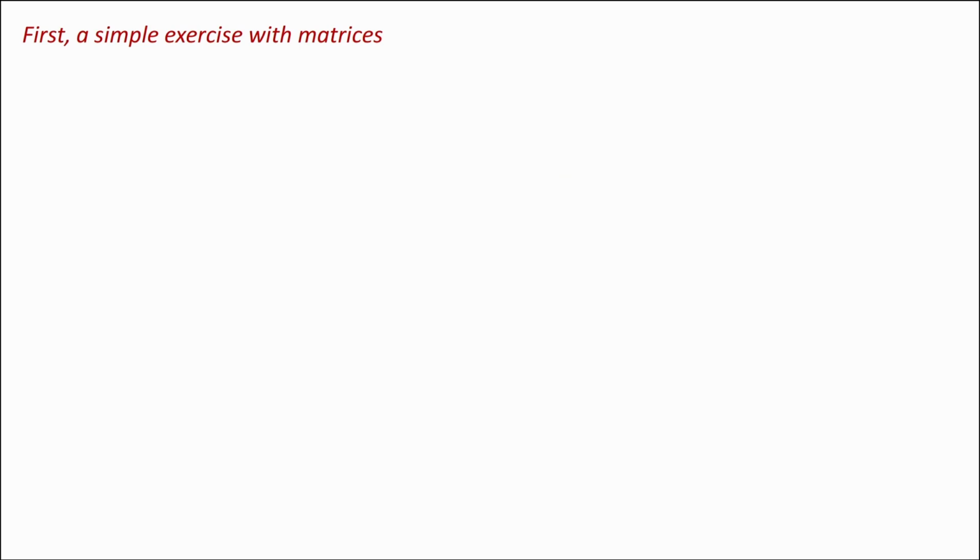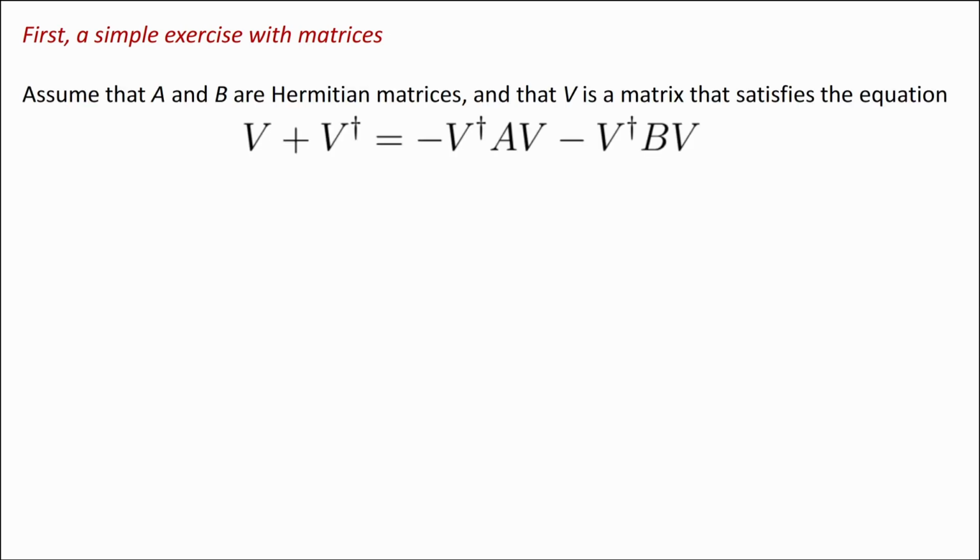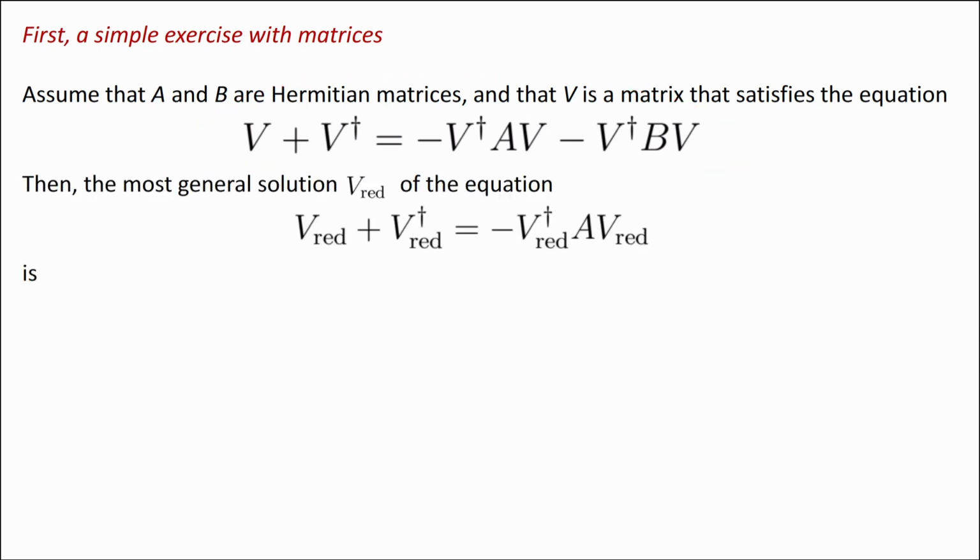First, we just do a simple exercise with matrices. Assume that A and B are two Hermitian matrices, and V is a matrix that satisfies the equation that you see here. Then the most general solution of the equation you see here below is what?